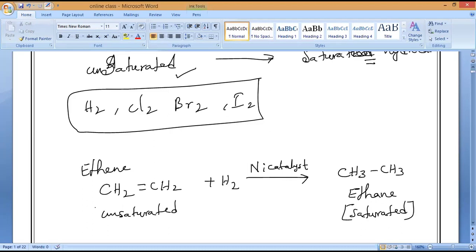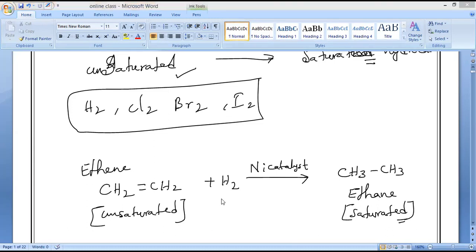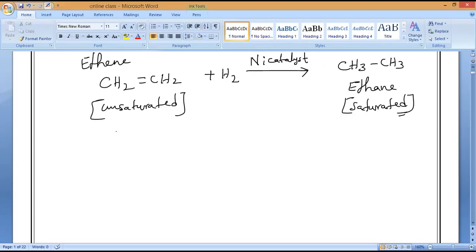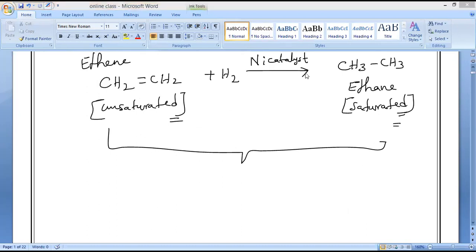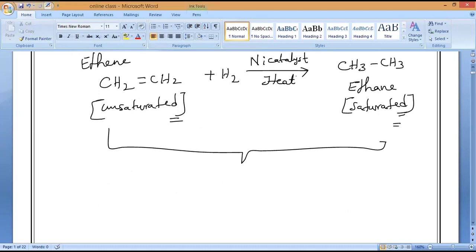So converting unsaturated hydrocarbon to saturated hydrocarbon in the presence of a catalyst by adding hydrogen. If you notice carefully, this addition of hydrogen to an unsaturated hydrocarbon to obtain a saturated hydrocarbon is called hydrogenation. What is this process called? Converting unsaturated to saturated by adding hydrogen, under the presence of heat, guys. Heat also should be mentioned. What is the name of this reaction? Hydrogenation.